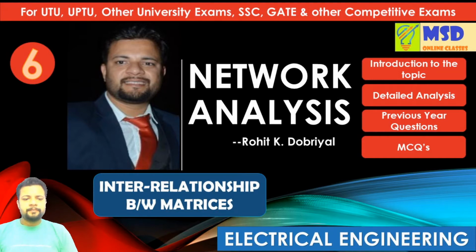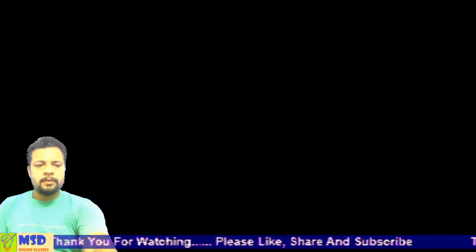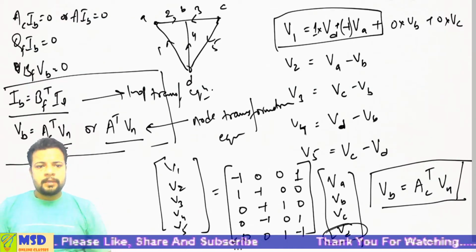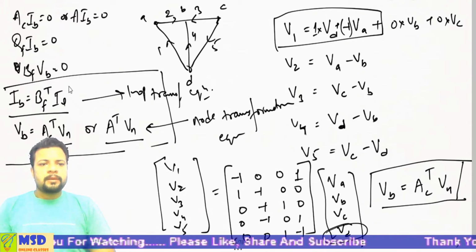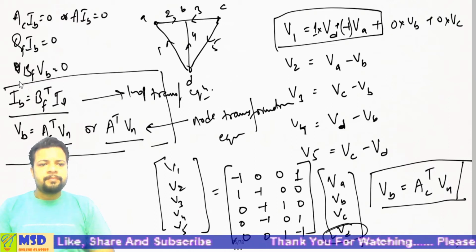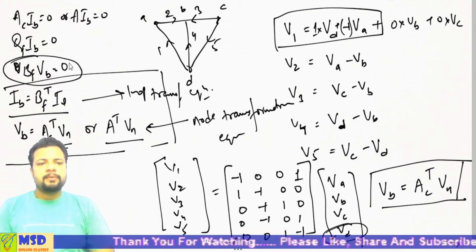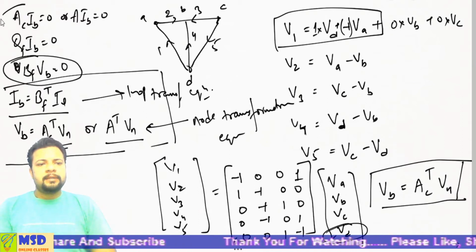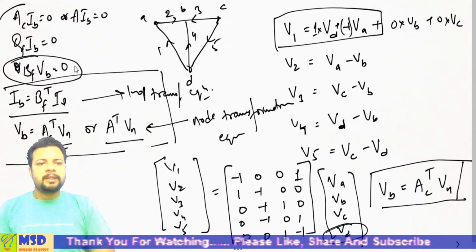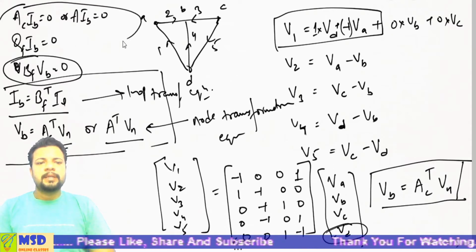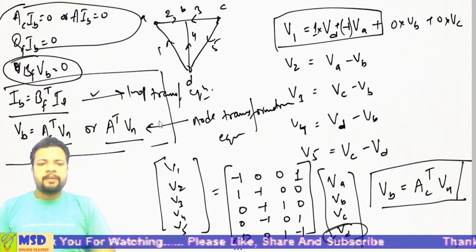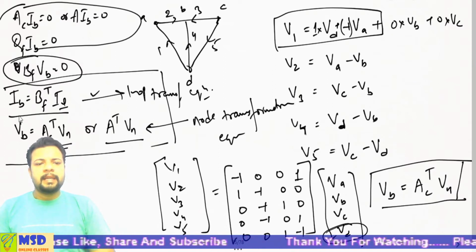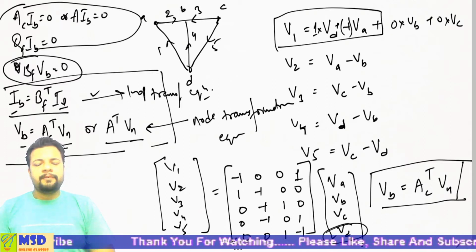In the previous session, we have talked about KVL and KCL in graph theory, wherein BF into VB equals 0. These are KVL equations, and A into IB equals 0 and QF into IB equals 0. This is KCL in graph theory. And we have also derived the relation between IL and IB, and VN and VB.